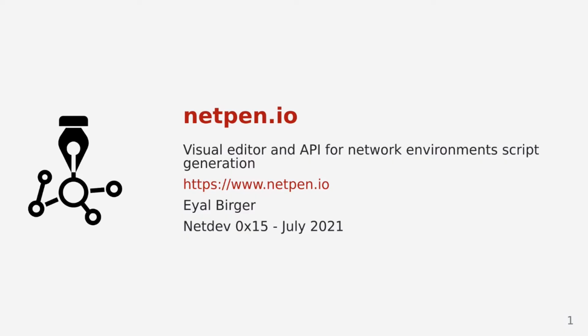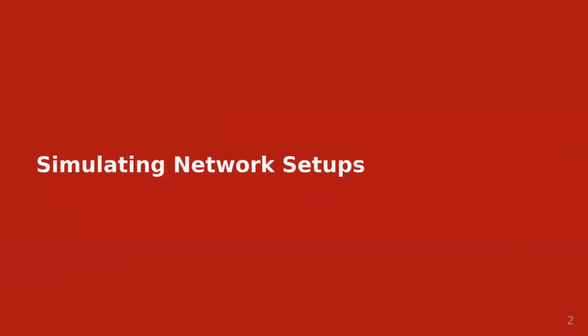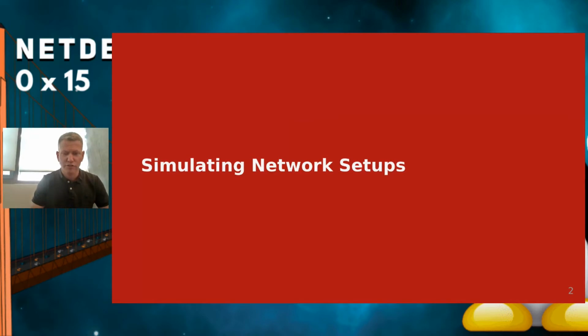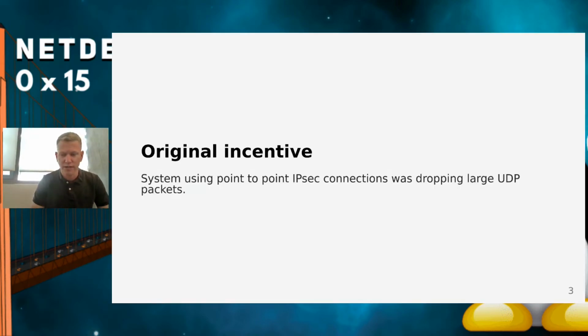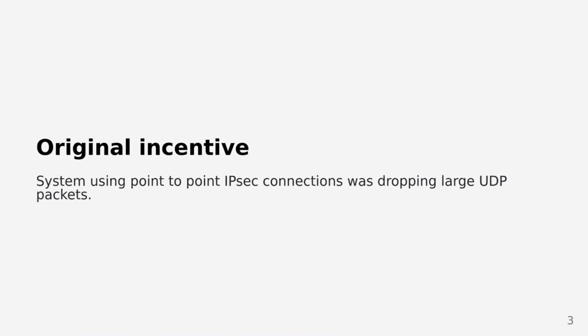Hi, today I'd like to share Netpen, which is a visual editor and API for network environments script generation. The original incentive for creating this project was a bug that we were debugging on our system, where we had a point-to-point IPsec connection that was dropping large UDP packets when the packets were larger than the tunnel's MTU.